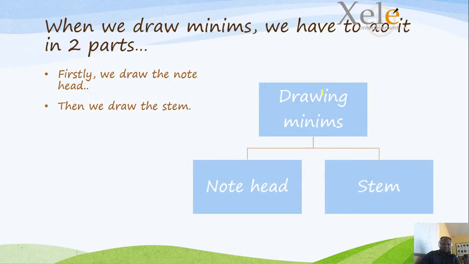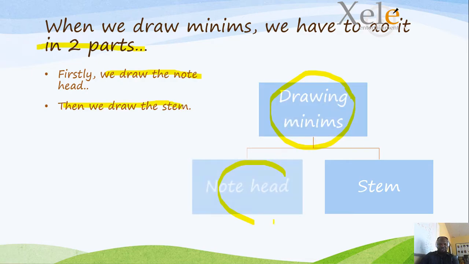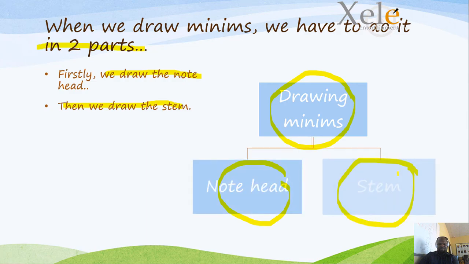So when we draw minims, we have to do it in two parts as well, because the minim has two parts. First of all, we have to draw the note head, and then we draw the stem. So when we draw minims, we have to draw its note head first, and then we go ahead and draw its stem.